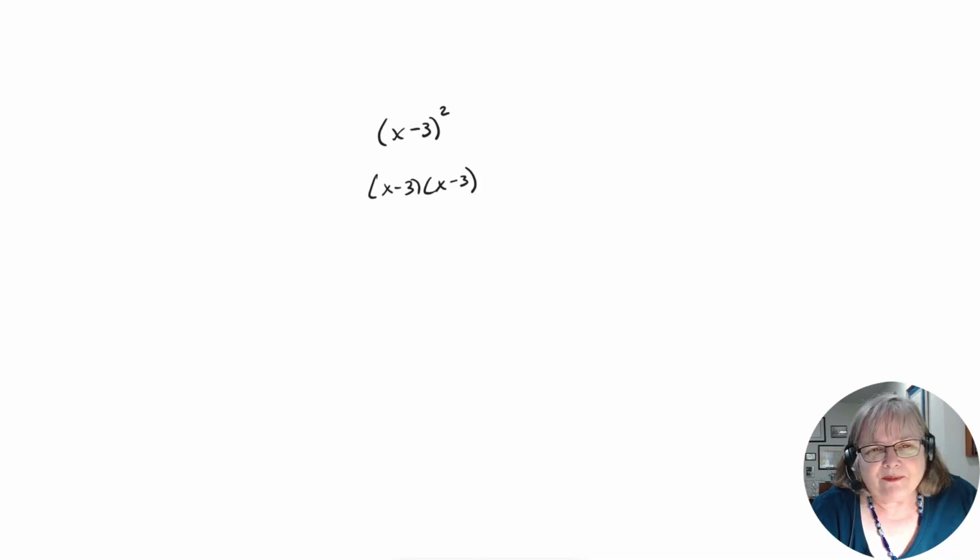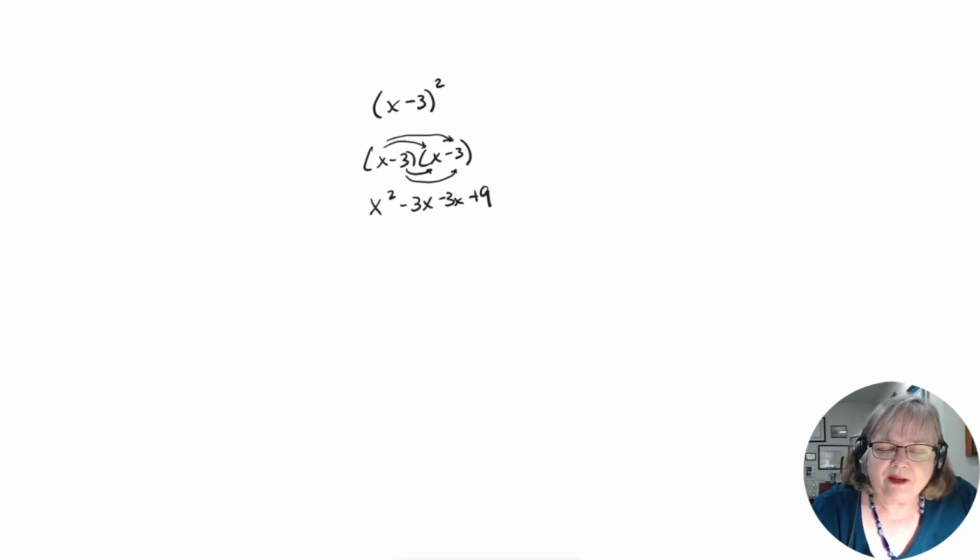And then you would multiply this out using the distributive property or the FOIL method, and you would have x times x is x squared, x times minus 3 is minus 3x. Then this times this, minus another 3x, plus 9.